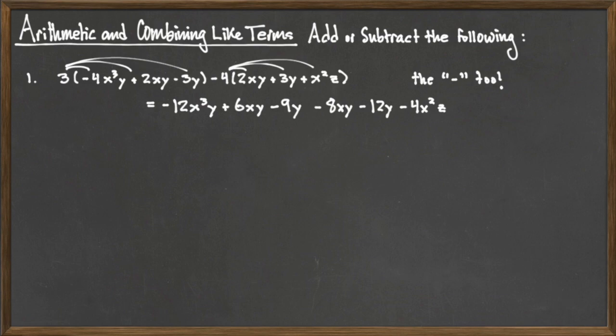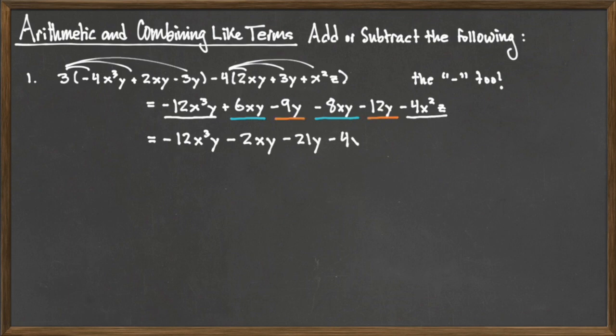And now that my numbers are distributed, I have to go through and make sure there are or aren't any like terms to combine. I notice that I have 6xy and negative 8xy. I also have minus 9y and minus 12y. Those are the only terms that combine. The rest don't simplify. And once I combine these terms, I get negative 12x cubed y minus 2xy minus 21y minus 4x squared z. And we're done.